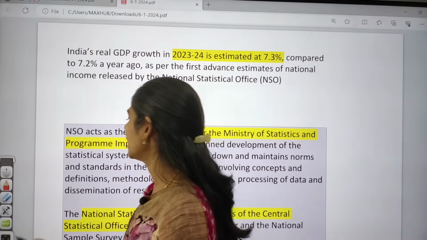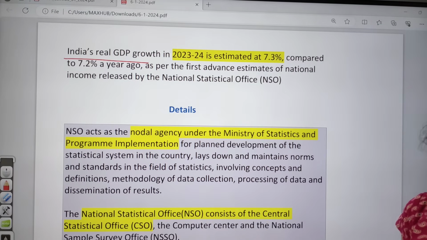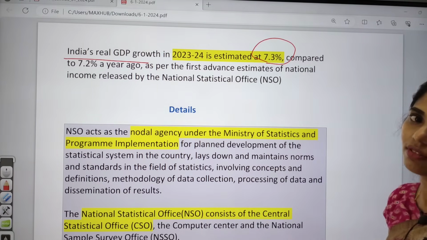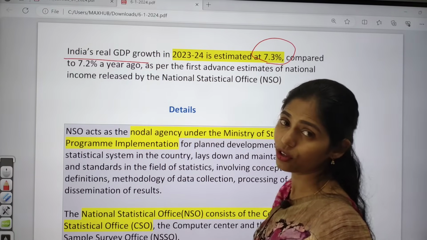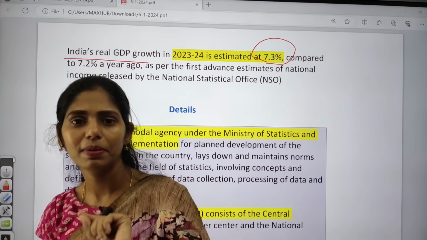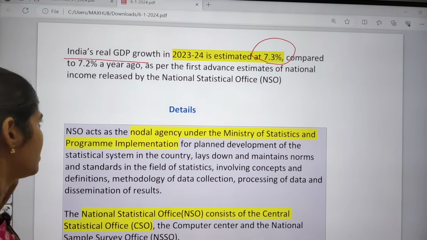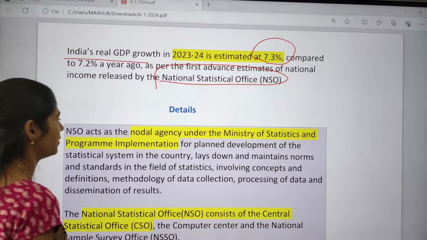If you see the context, it says that India's real GDP growth in 2023-24 is estimated to be around 7.3%. Last year it was around 7.2%, and now 0.1% has been increased. So this is not the real figure, it is just an estimate, and it is released by the National Statistical Office.